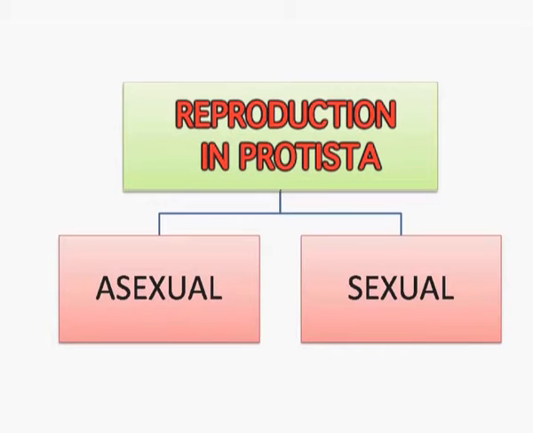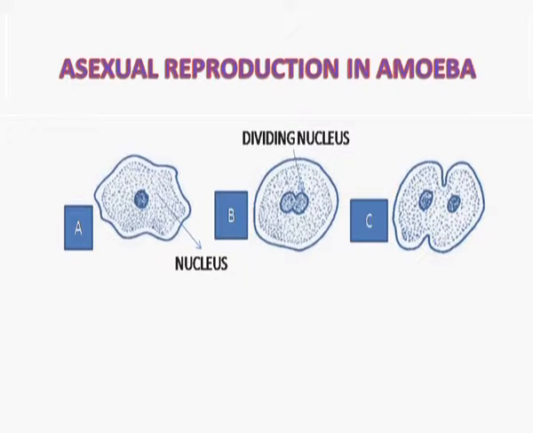Just like in the case of monerans, here also you will find that reproduction is either sexual or asexual. Asexual reproduction takes place by binary fission. So, it is the nucleus which is first dividing, followed by the cytoplasm.